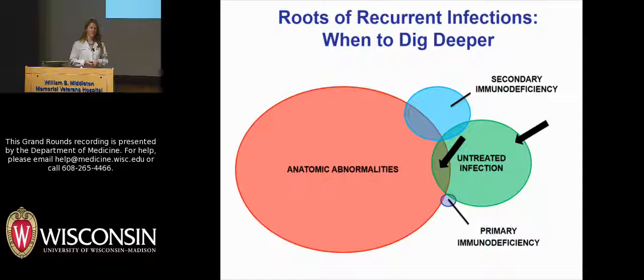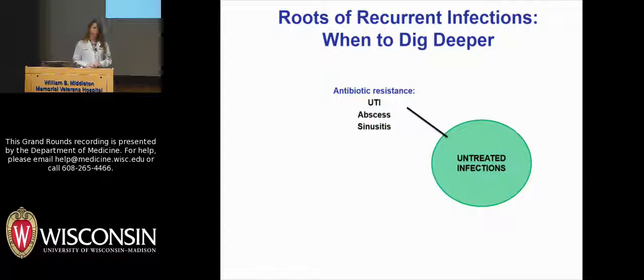I'll also argue that she probably has anatomic factors contributing. She has allergic rhinitis, she may have nasal polyps, and it's probably a combination of things. So looking a little bit deeper at this untreated infection category, what's in this category? Well, it's composed of a few things.